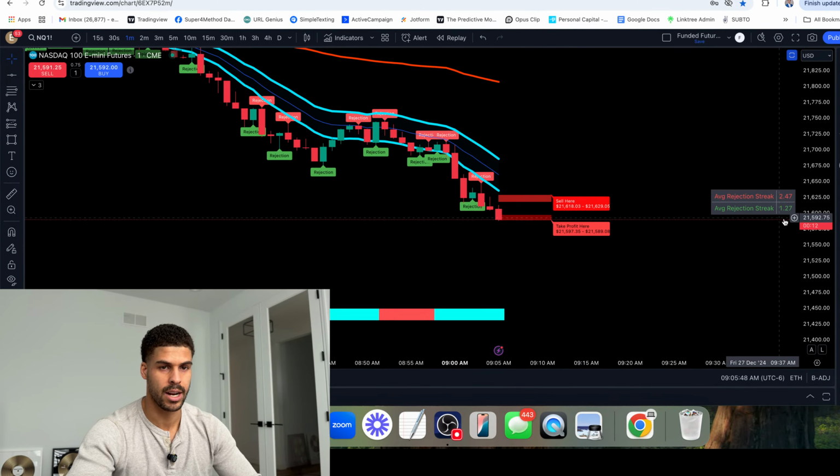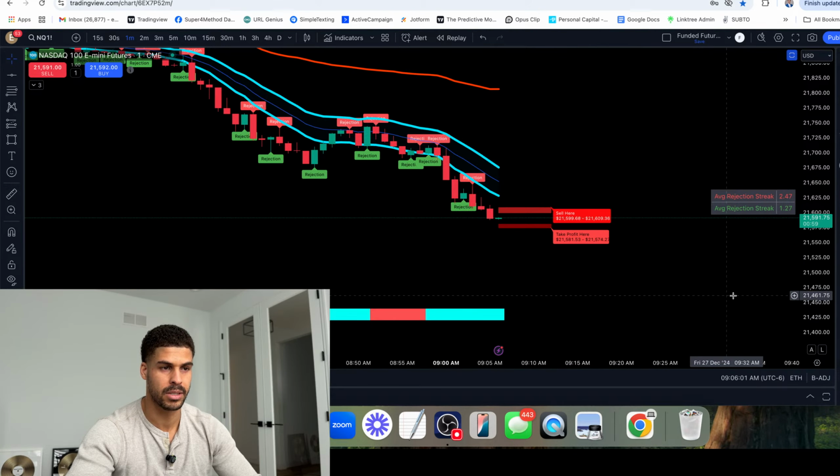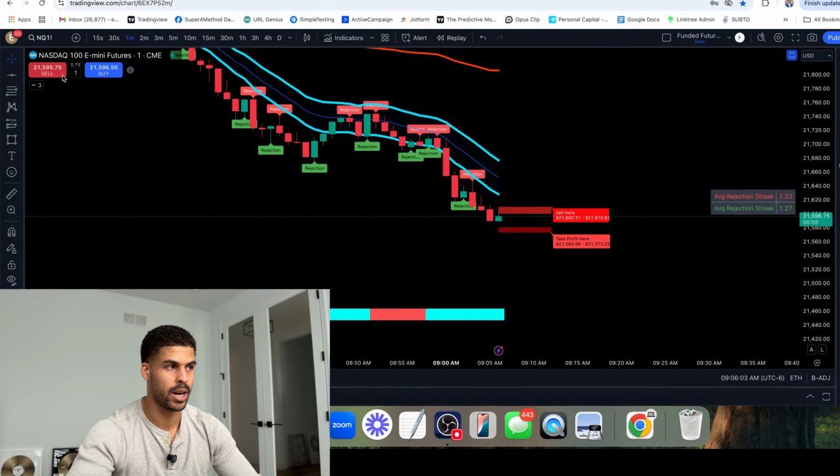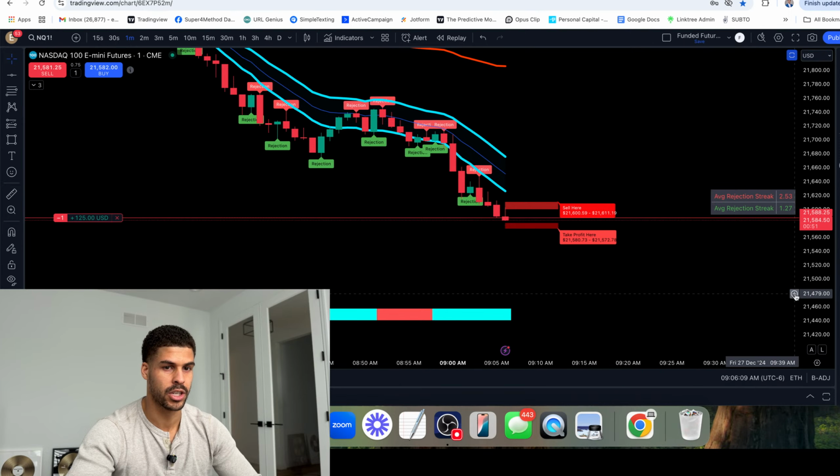Now the chart here, I think this is going to end up being quite valuable. You have the average rejection streak. I think that will be very helpful to a lot of you guys, where we're able to see what we expect of price every time we get one of these tabs. All right, so let's look for a short right here. Maybe a bit early on this trade. Let's see what we got though.